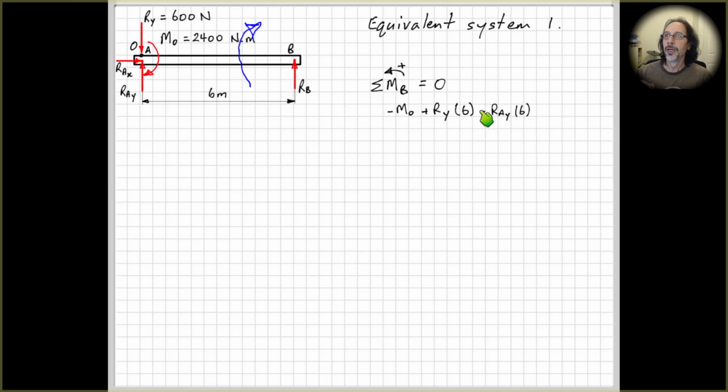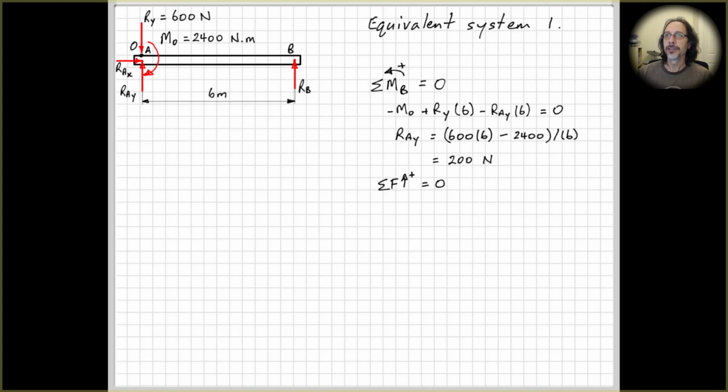Hopefully this indicates to you why it's important that we have the letter here indicating where we're taking moments about. Otherwise we've just got to guess. And if you have to guess what's going on in your solution, then it's incomplete. That's all equal to 0. Do our sums, or rearrange the equation first, put our sums into our calculator, and we get RAY equals 200, which is what we got before.